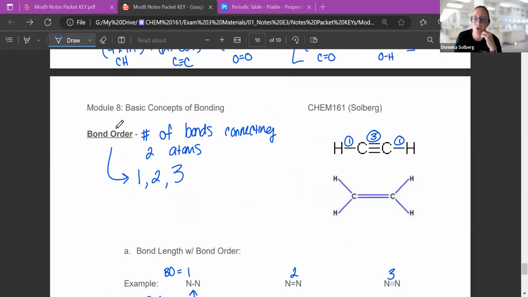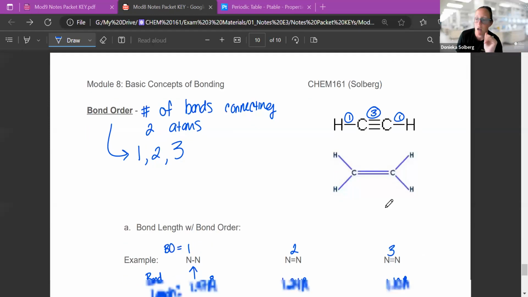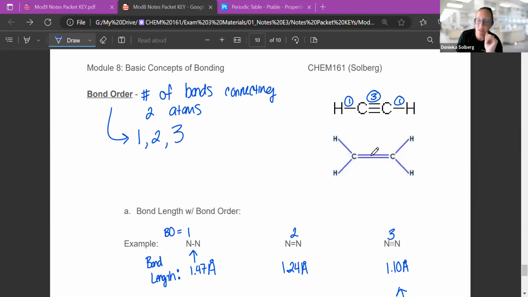So down here, bond order is just the number of bonds connecting two atoms. This is a very simple thing. It's just how many bonds there are. So the bond order of the carbon-carbon bond in this molecule is 3. The bond order of hydrogen bonded to carbon here is 1. Single bond, triple bond, that's it. Bond order here in this molecule is a 2. Bond order here is a 1. It's that simple.